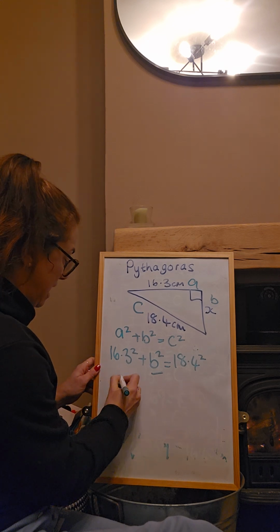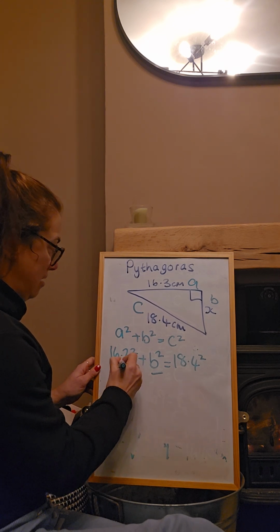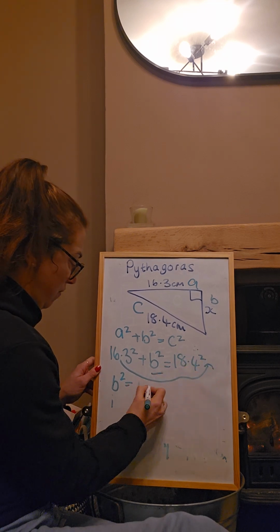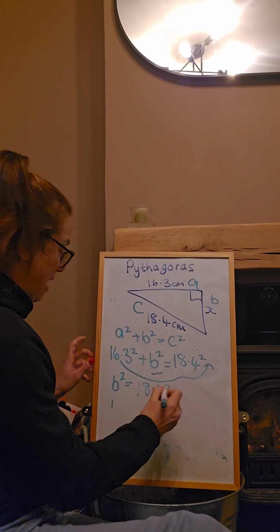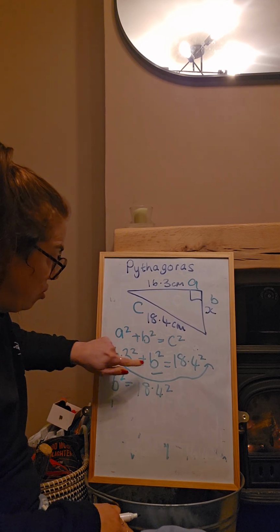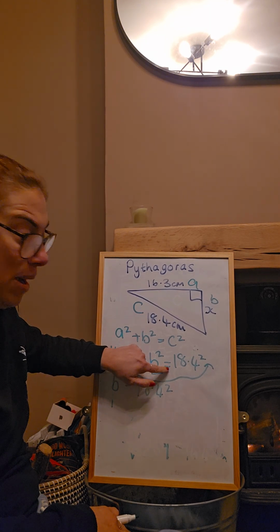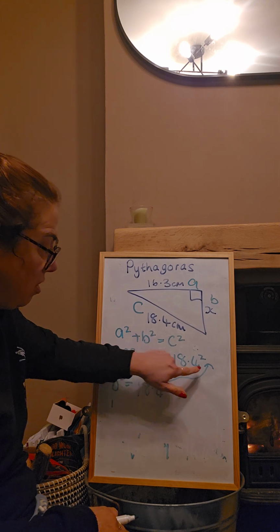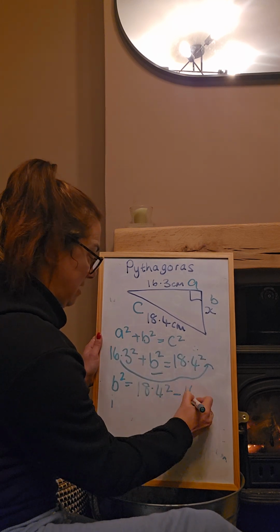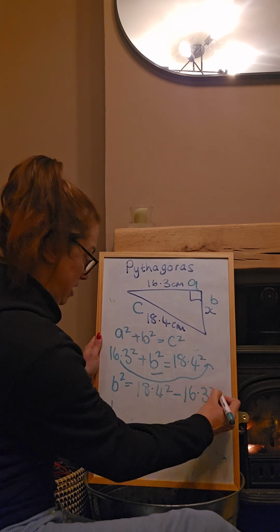So B is going to stay here, and A is going to take a little walk over here. So I've got my 18.4 squared. And because 16.3 here was positive, as soon as he crosses over the little barrier and goes past the equal sign, he becomes a negative. So then he's going to become negative 16.3 squared.